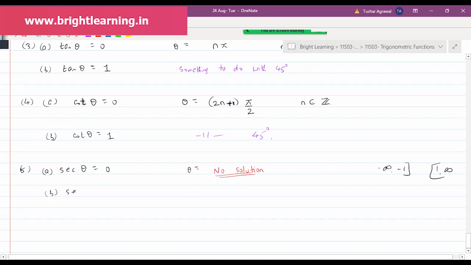And sec theta is equal to 1. This is not a new question. Sec theta is equal to 1. What is this question? Sir, when is cos theta 1? Sec theta equal to 1 means cos theta equal to 1. Cos theta equal to 1 means positive x-axis. Positive x-axis means even multiple of pi. Are you getting it?